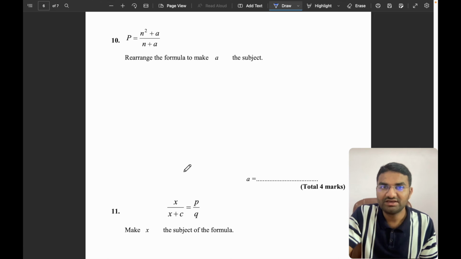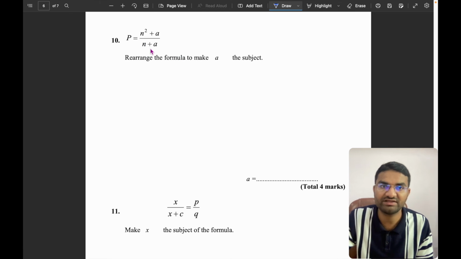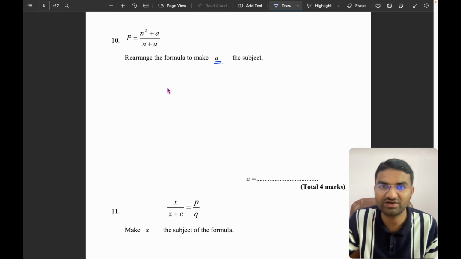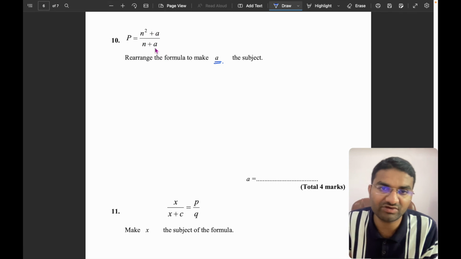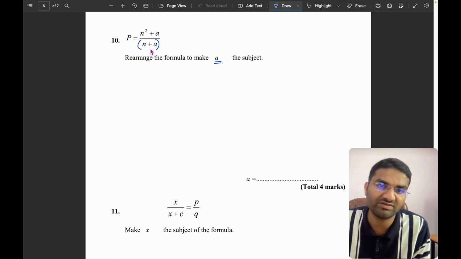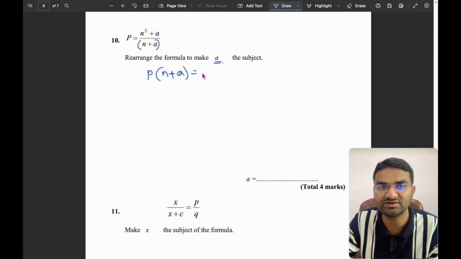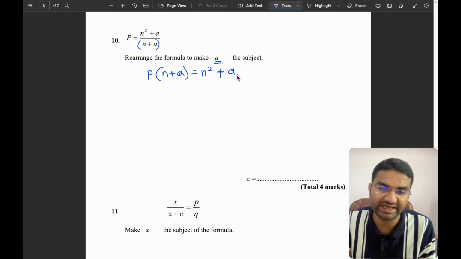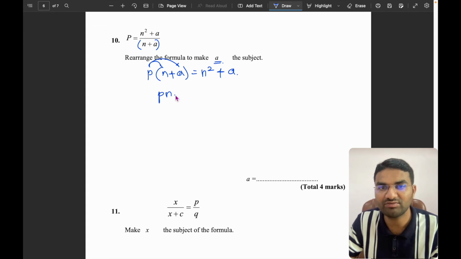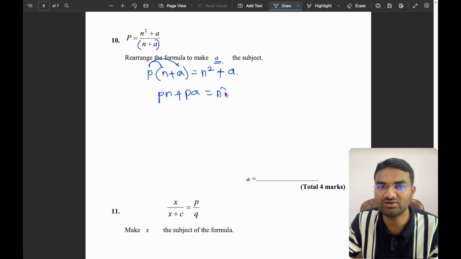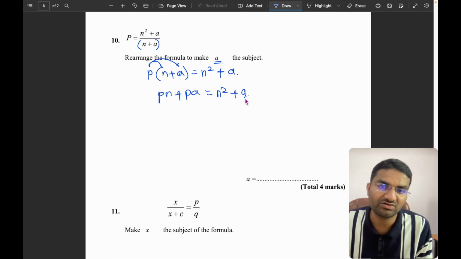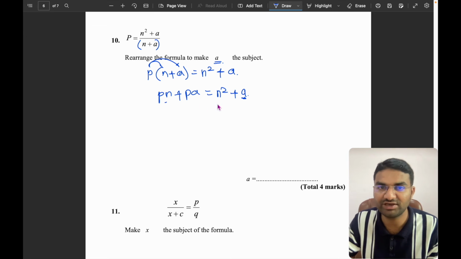Fine. Then next you have P is equal to N square plus A over N plus A. You have to make A the subject, right? So to make A the subject, you firstly transfer this N plus A to the left hand side. P times N plus A is equal to N square plus A, right? So multiply this P in the bracket. PN plus PA is equal to N square plus A, right? Transfer this A to the left hand side and PN to the right hand side.